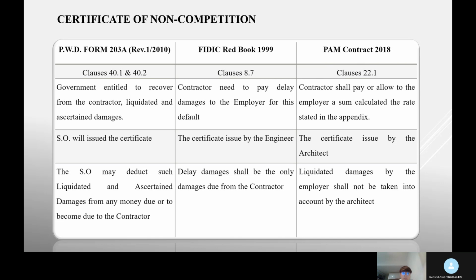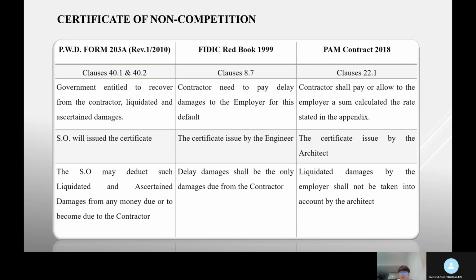The SO may deduct such liquidated and ascertained damages from any money due or to become due to the contractor. Second is the FIDIC Red Book 1999, clause 8.7. The contractor needs to pay delay damages to the employer for this default, and the certificate is issued by the engineer. Delay damages should be the only damage due from the contractor.